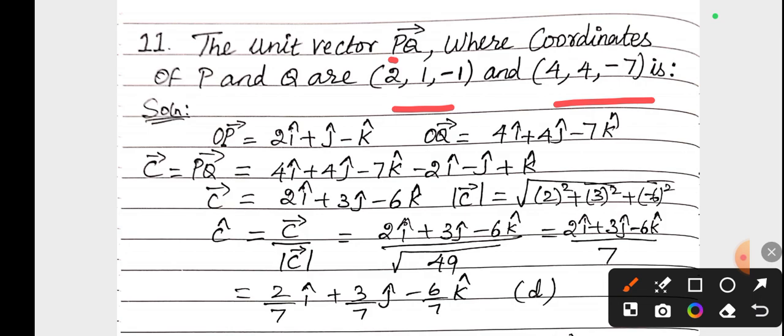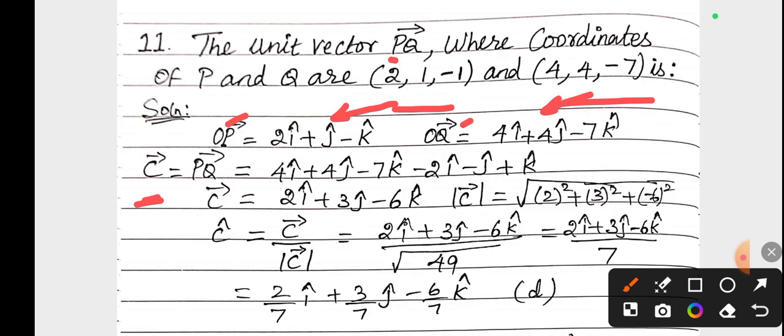So what, sir, do we have to do? First we can do it in two ways. We can take the P vector as the OP vector and the next point as the OQ vector. We can convert the points to vectors like 2i cap plus j cap minus k cap, and the same way 4i cap plus 4j cap minus 7k cap, and find the unit vector PQ. When you are finding the vector PQ, we can write it as C vector for our better understanding. So Q minus P, you are going to subtract OQ minus OP.